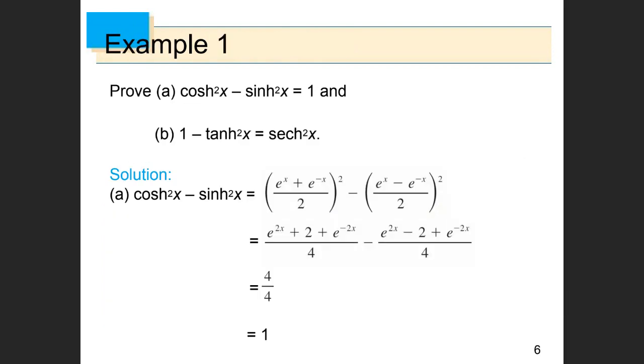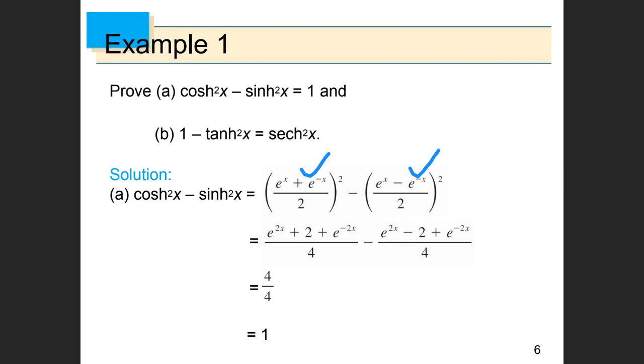Let's look at example 1. So typically in the assessment, I will say prove this identity. And as usual, you need to show that the left-hand side simplifies to the right-hand side or the right-hand side simplifies to the left-hand side. Let's see for A what we can do. My best advice is when I ask you to prove hyperbolic identities, go back to the definition of the hyperbolic function. For example, hyperbolic cos is e to the power x plus e to the power minus x over 2. And then hyperbolic sine is just e to the power x minus e to the power minus x over 2. Square those, look for the difference.